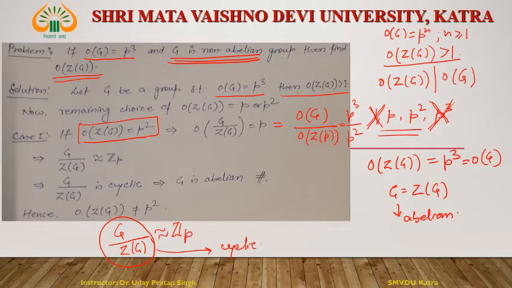And the G by ZG theorem says that if G by ZG is cyclic, then G is abelian. So G is an abelian group. This is also a contradiction since G is not abelian. So the order of ZG cannot be P square. Then what is the condition remaining? That the order of ZG is P. In this case, the order of G is P.